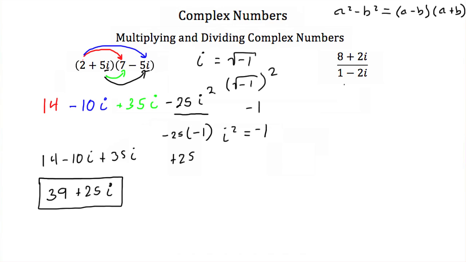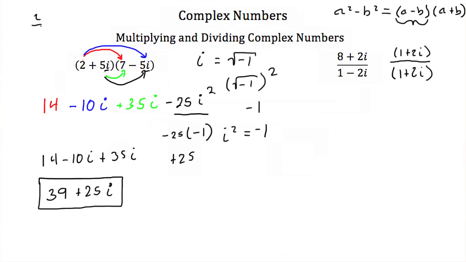So here I have a 1 minus 2i in the denominator. That's a lot like a minus b. So what I'm going to do is multiply this whole equation or expression by 1 plus 2i over 1 plus 2i. I can do this because 1 plus 2i over 1 plus 2i is some number over the same number, and that's always equal to 1.